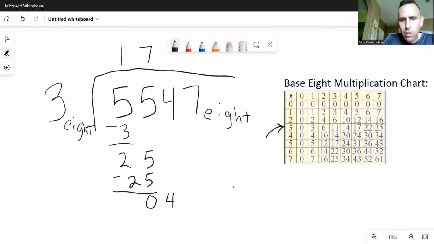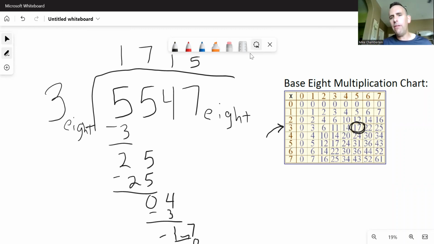Bring down the next number. 3 goes into 4 once with 1 left over. Bring down the 7. Again, looking on line 3, I noticed that 3 times 5 is 17. And so I have a remainder of 0. Final answer, 1715, base 8. All right, hopefully we're getting a sense of it now.